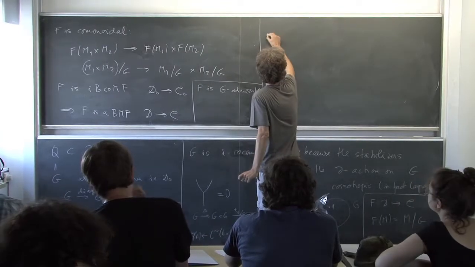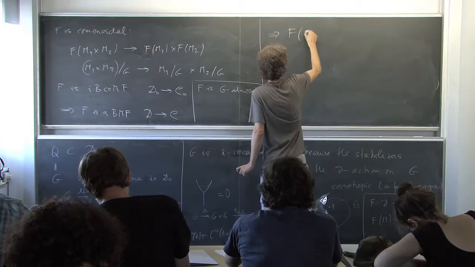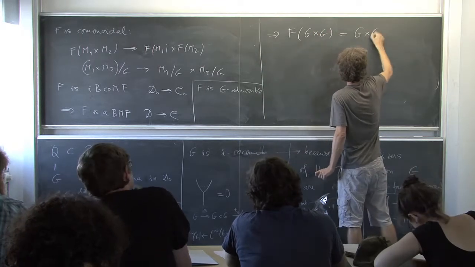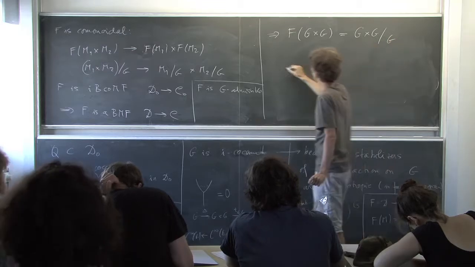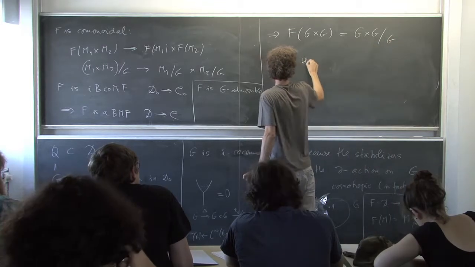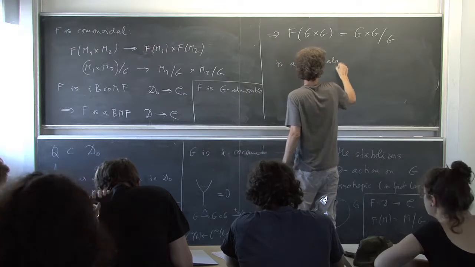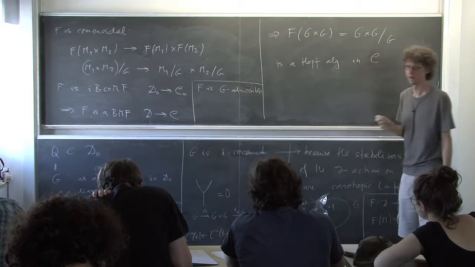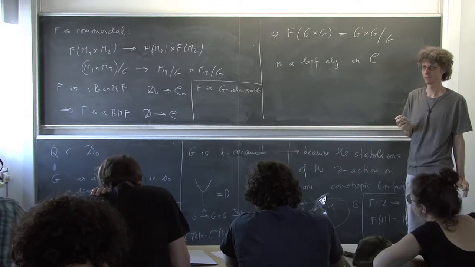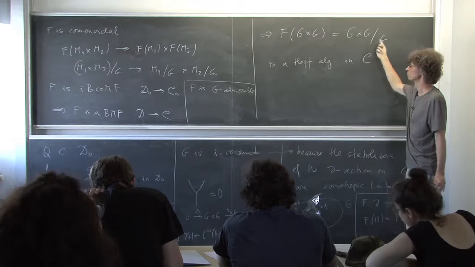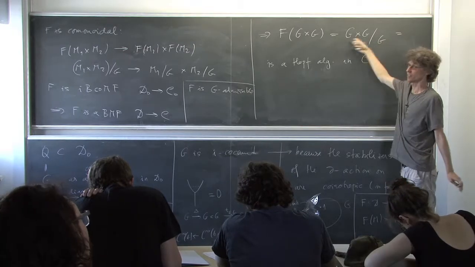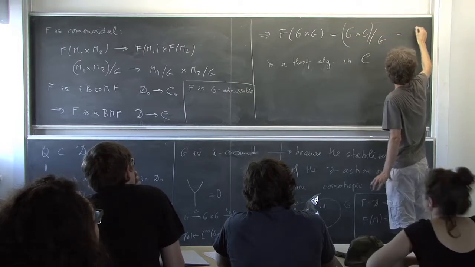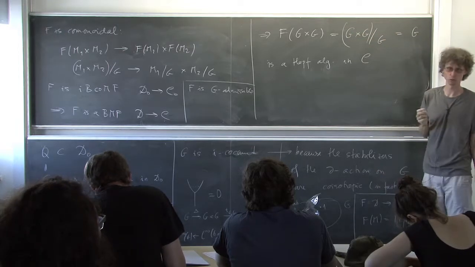And so this implies that F of G times G, which is simply G times G of G, is a Hopf algebra in this category C. And this is nothing, okay, that we can identify with G, and this is what we wanted.